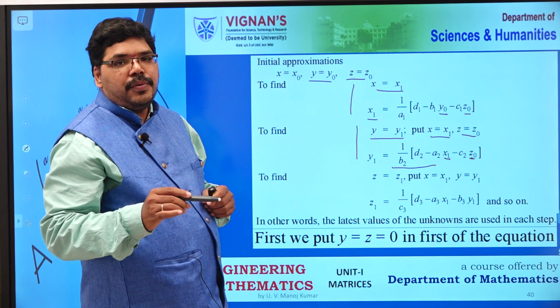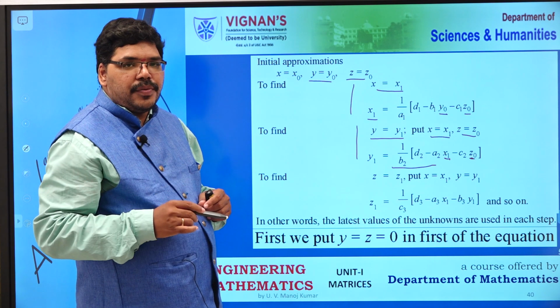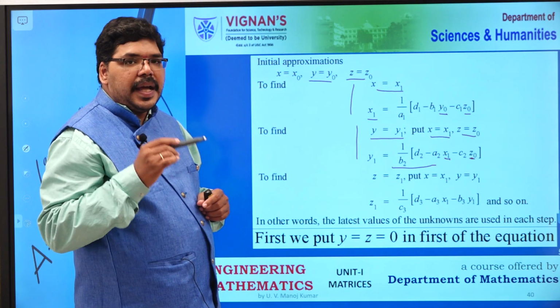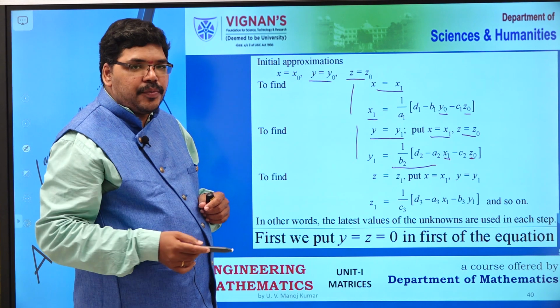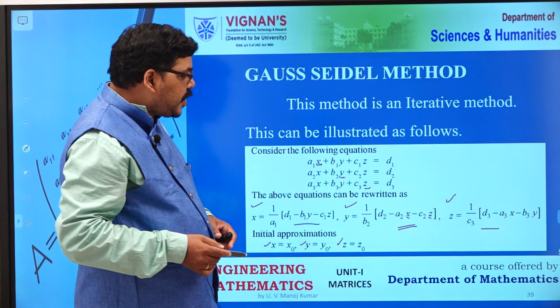Similarly, I want to find the first approximate value of z. How to find the approximate value of z? What is the iterative formula? See the expression?